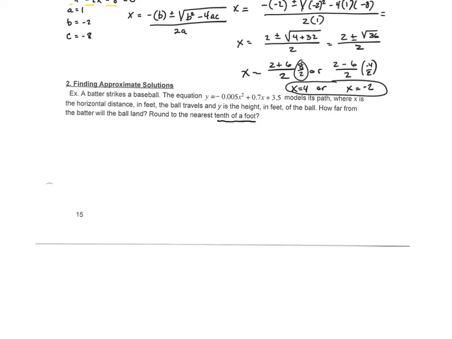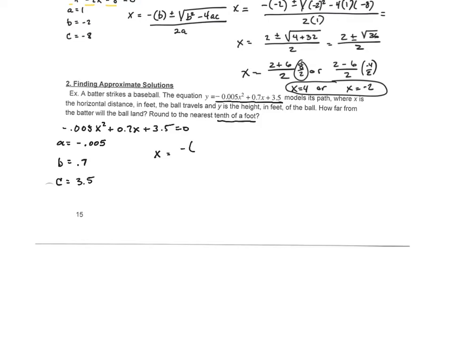Okay, well, I know that this equation is a quadratic equation, so I have negative 0.005x squared plus 0.7x plus 3.5 equals 0. And if I use the quadratic formula, because I can't factor that, goodness knows I can't factor that. A, B, and C. A is going to be negative 0.005. B is going to be 0.7. And C is going to be 3.5. And I can just do some substitution.